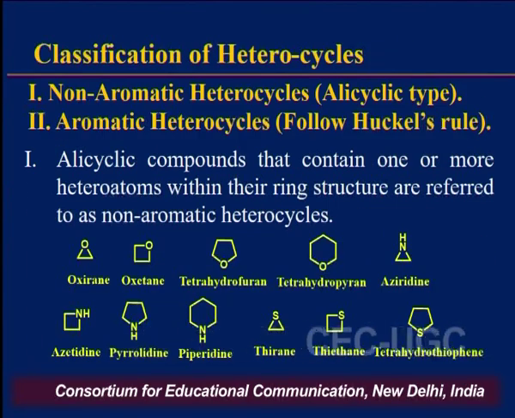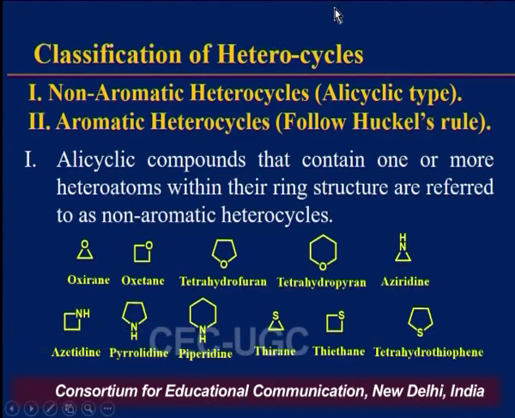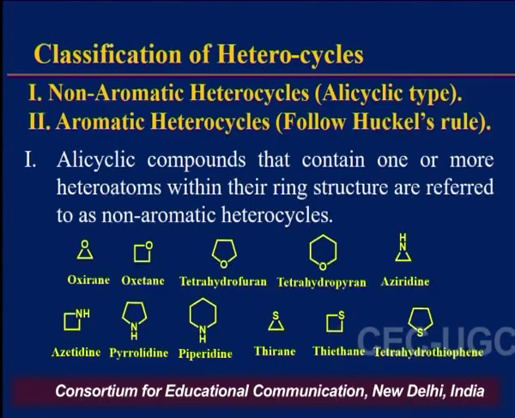Further, we will discuss the classification of heterocyclic compounds. All kinds of heterocyclic compounds are classified into 2 categories. Either these compounds are non-aromatic compounds, the first category, or we can say alicyclic compounds, or these compounds may be aromatic heterocyclic compounds, and they must follow Huckel's rule, that is the 4n plus 2 pi rule. So one by one we will discuss these two types of heterocyclic compounds.